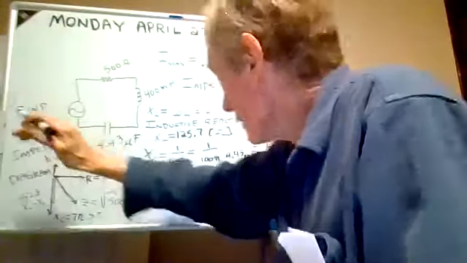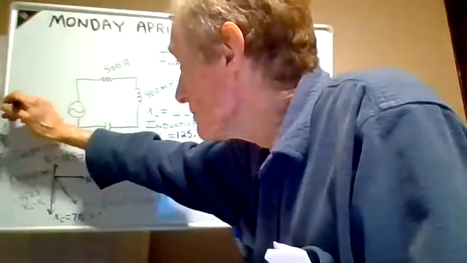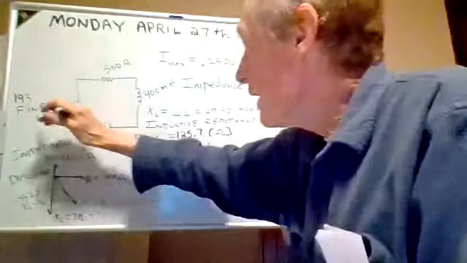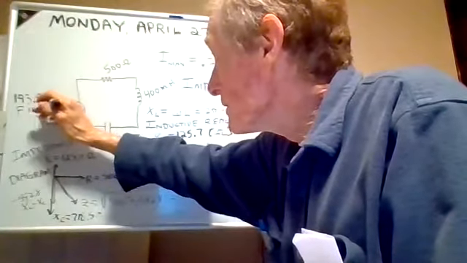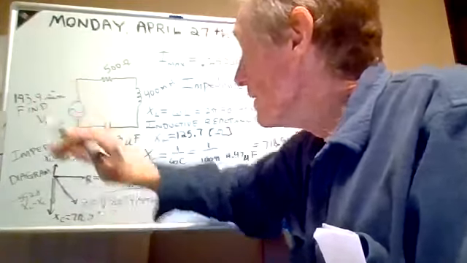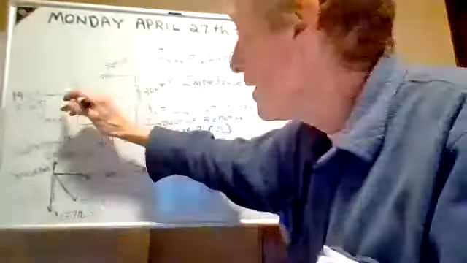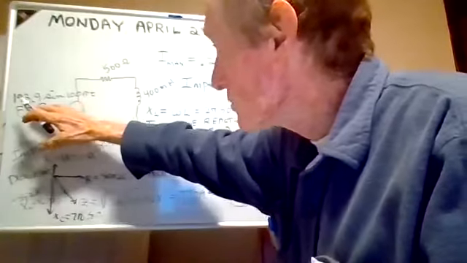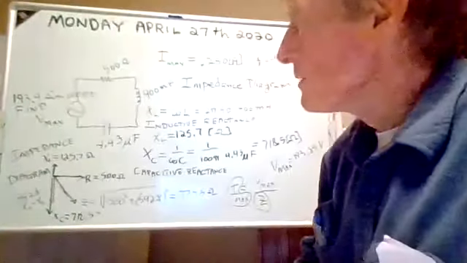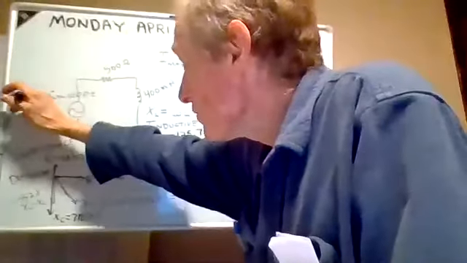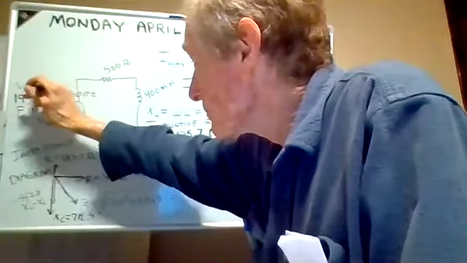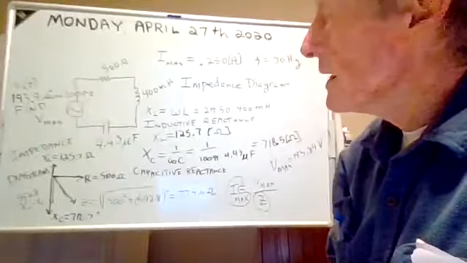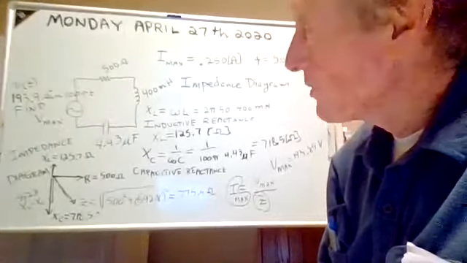We have 193.9 sine of 100 pi t. There's your sinusoidal input voltage. That is your voltage as a function of time. There's your impedance diagram. And now we can get the voltage on each component.